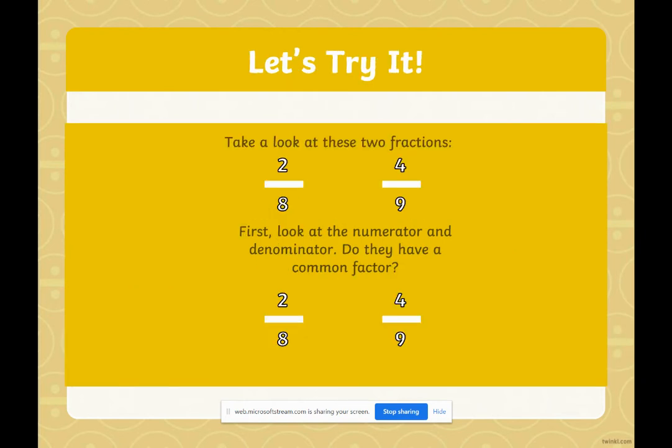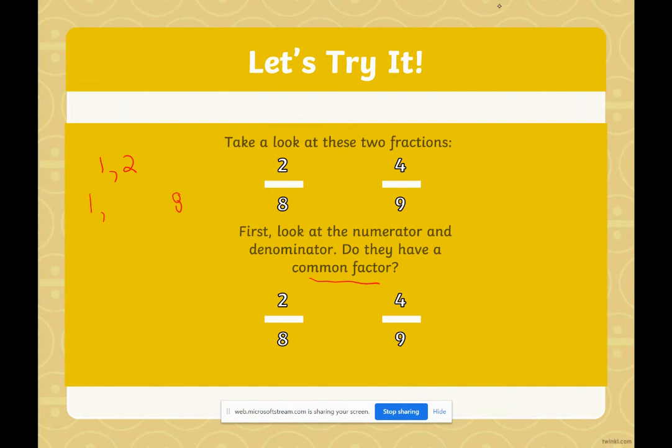Okay, so let's look at these two fractions. We've got 2/8 and 4/9. So first we have to look at the numerator and the denominator. Do they have a common factor? And the easiest way and the most thorough way to find the common factor is to write out the factors. So for 2, we've got 1 and 2. For 8, we have 1 and 8 because a number itself and 1 are always factors.